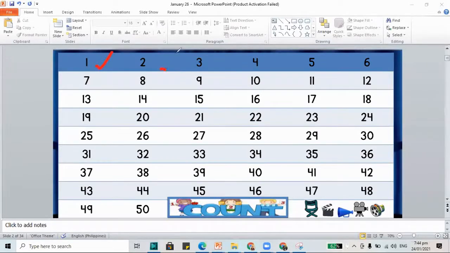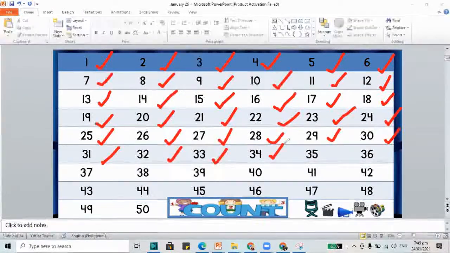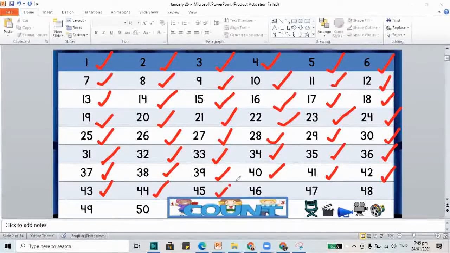Let's count. We have 1, 2, 3, 4, 5, 6, 7, 8, 9, 10, 11, 12, 13, 14, 15, 16, 17, 18, 19, 20, 21, 22, 23, 24, 25, 26, 27, 28, 29, 30, 31, 32, 33, 34, 35, 36, 37, 38, 39, 40, 41, 42, 43, 44, 45, 46, 47, 48, 49, and 50. We counted from 1 to 50.